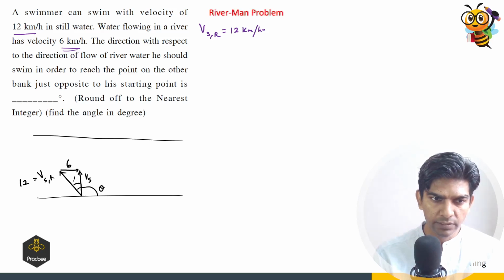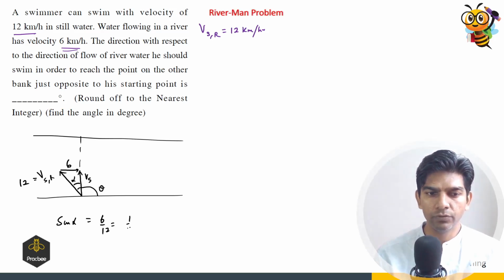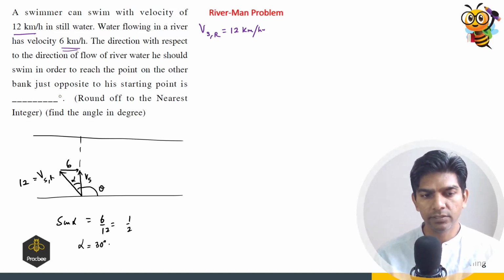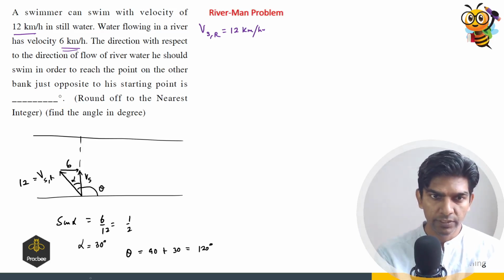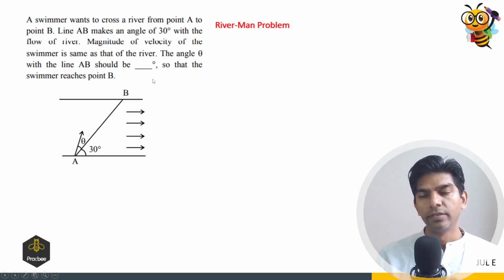So this angle is alpha, let us say. So sine alpha will be 6 by 12, that will be 1 by 2. So alpha is 30 degrees. So theta will be 90 plus 30, so that will be 120 degrees. So 120 is the answer of this question. Now let us see this question.